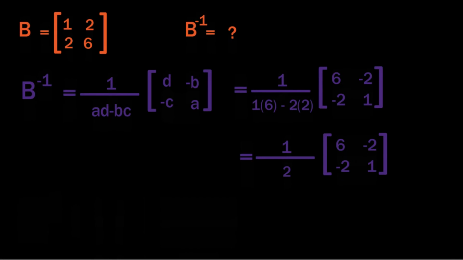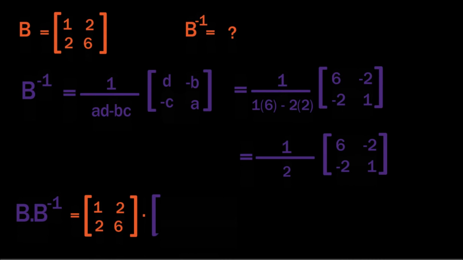So now let's say we want to check whether our answer is correct or not. So the next step we can do is to check the multiplications whether equals to the identity matrix or not. So we use B multiply with the B inverse. So B just now we have 1 2 2 6, and the inverse of B we get 6 over 2, negative 2 over 2, negative 2 over 2, 1 over 2.